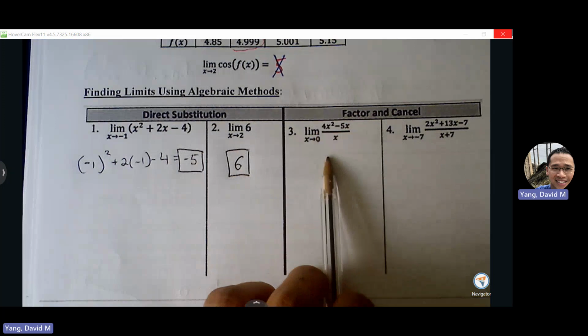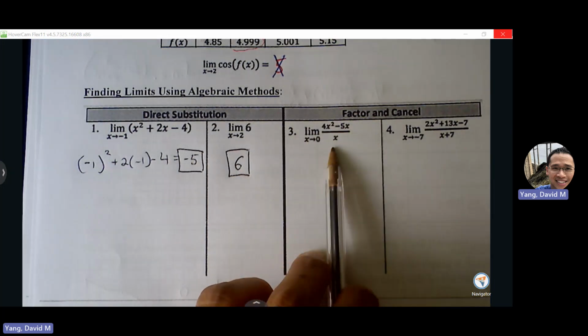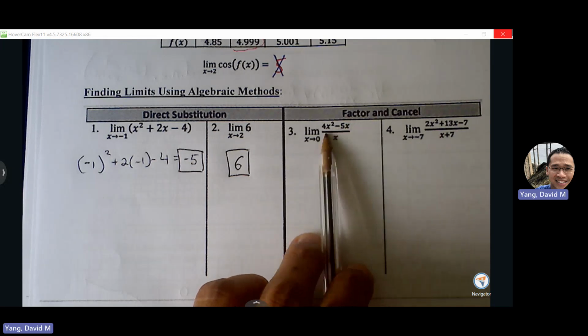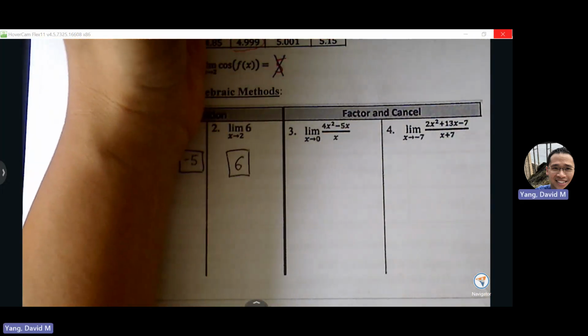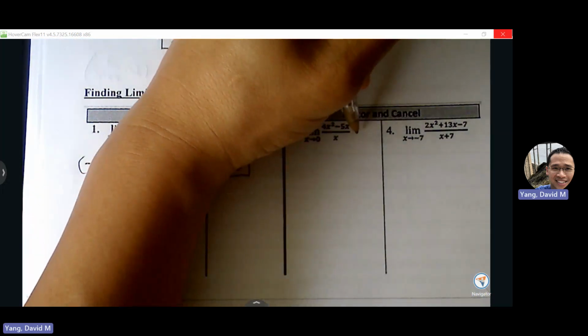So let me show you what happens when things don't work out, so we can recognize that we have to do more than just direct substitution. Let's insert 0 in for x. What do we get? Initially, what do we get? 0 over 0.